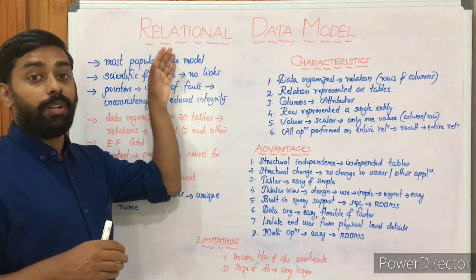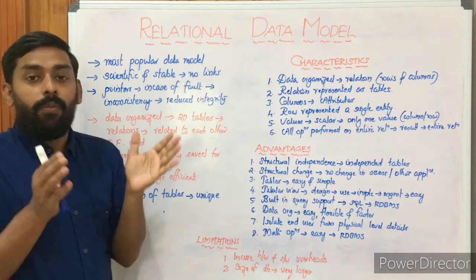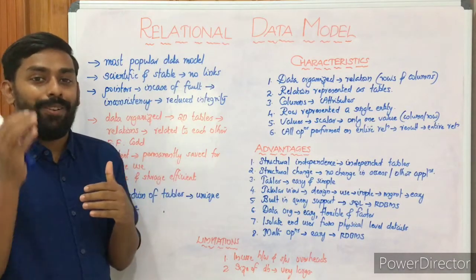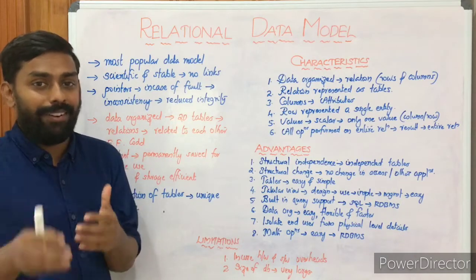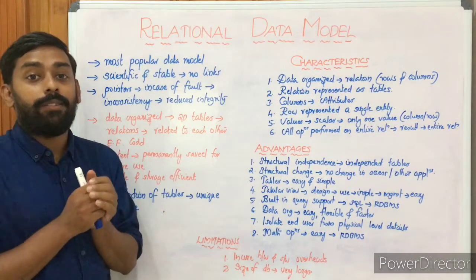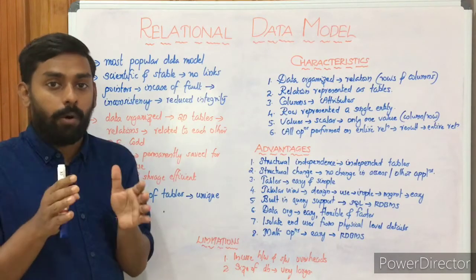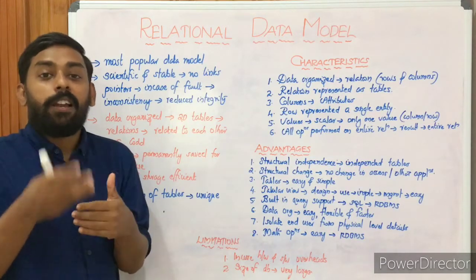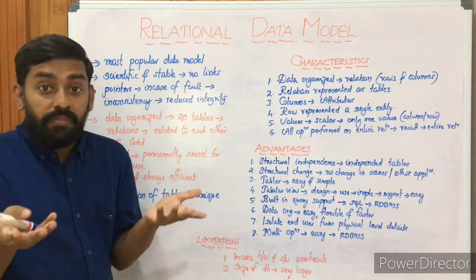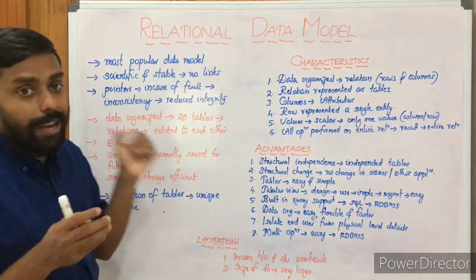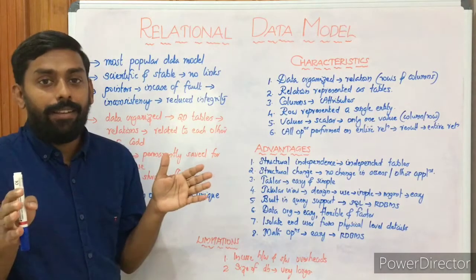Now it's about the relational data model. As we know, we have been following the relational data model in our plus one, and in our plus two we're going to use it, right? The relational data model is the most commonly used, the most widely accepted data model, because it is scientific as well as efficient. Scientific as well as stable, because there is no link.